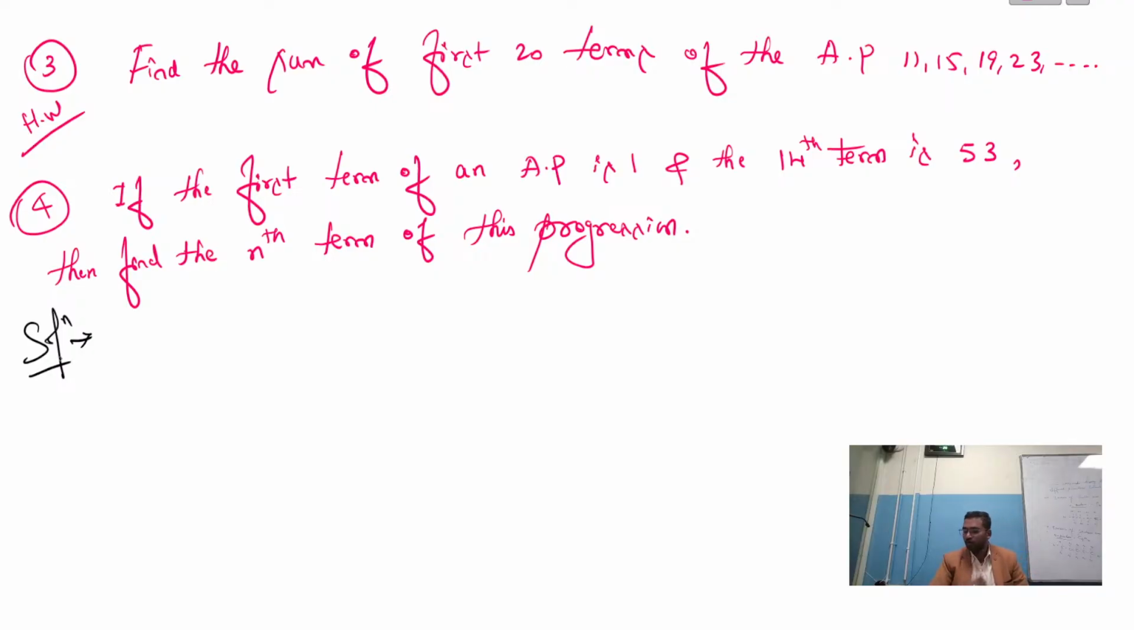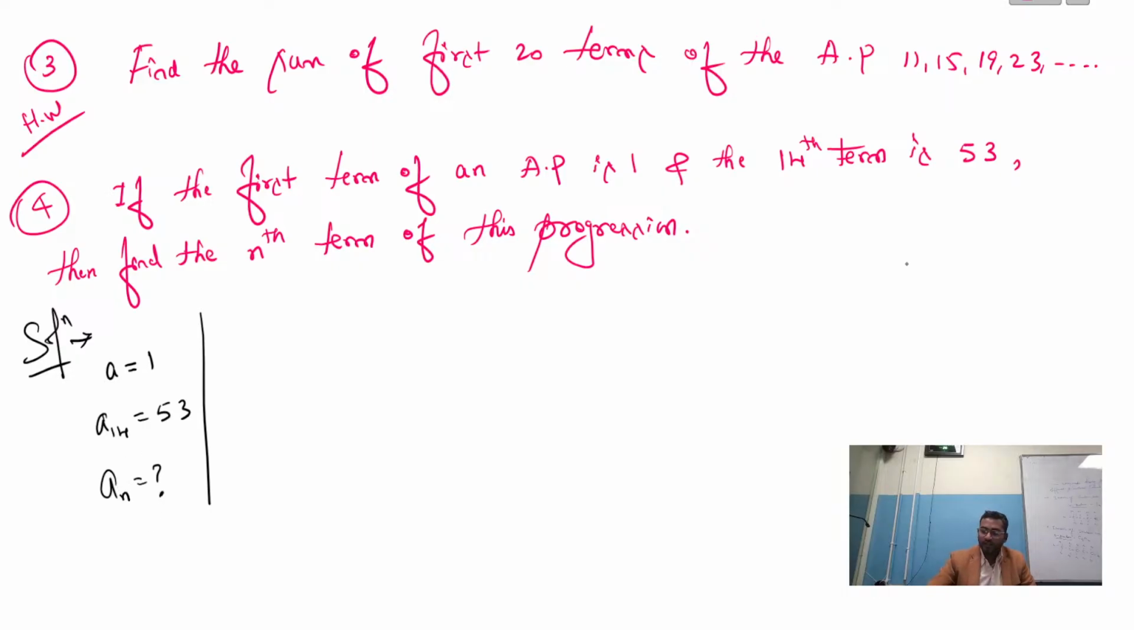Okay, let me see how to solve this problem here. As you know, what is the given question? If the first term of an AP is 1, the first term a is 1 and the 14th term is 53. That is a14, the 14th term is 53. Now find the nth term, that is nothing but they are asking us to find the value of an. Am I right? Okay. They have given the first term, they have given the 14th term. Now they are asking us to find the nth term here.